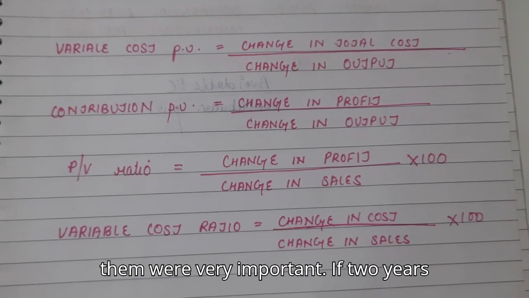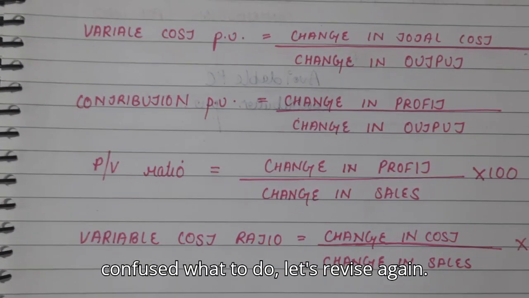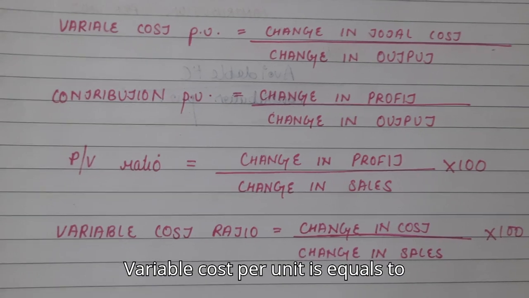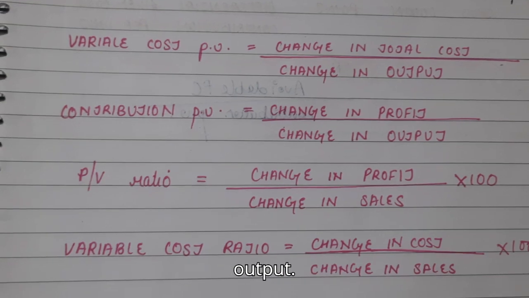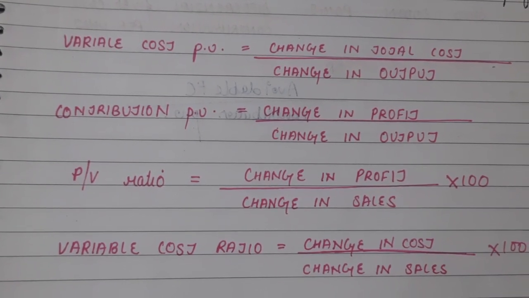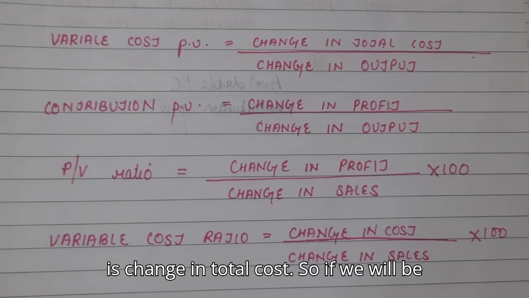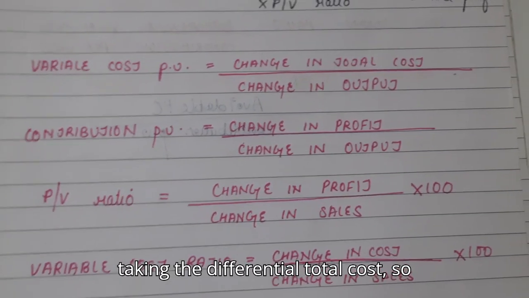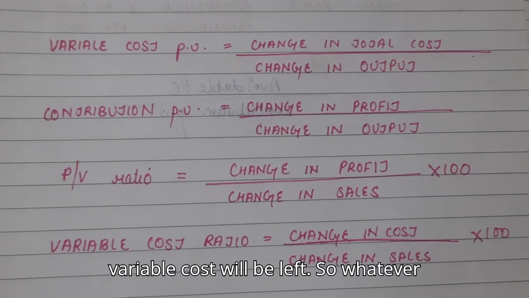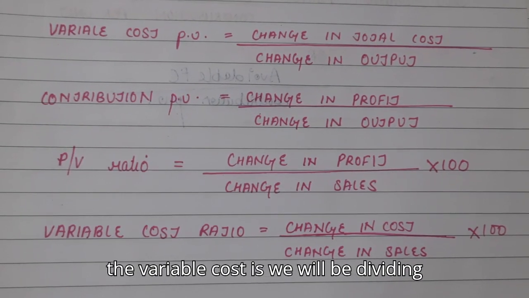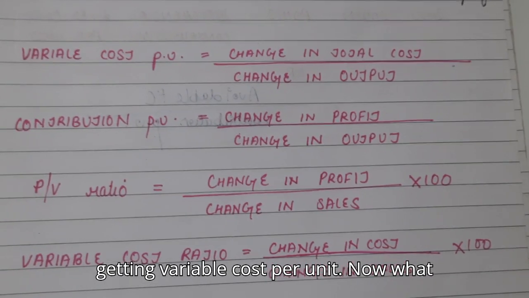All of them are very important. If two years' figures are given and you are totally confused about what to do, let's revise again. Variable cost per unit is equal to change in total cost divided by change in output. The concept behind this is change in total cost. If we take the differential total cost, fixed cost gets deducted and only variable cost is left. So whatever the variable cost is, we divide it by change in output, and we get variable cost per unit.